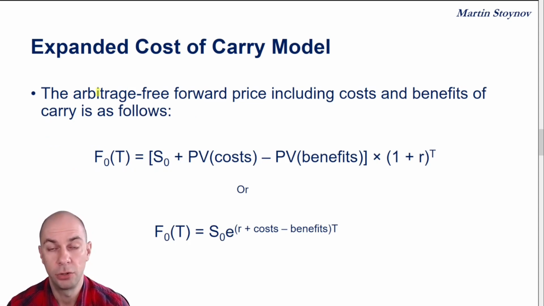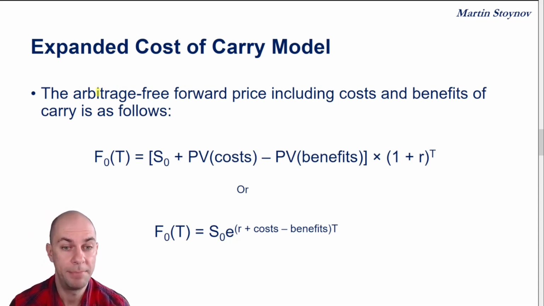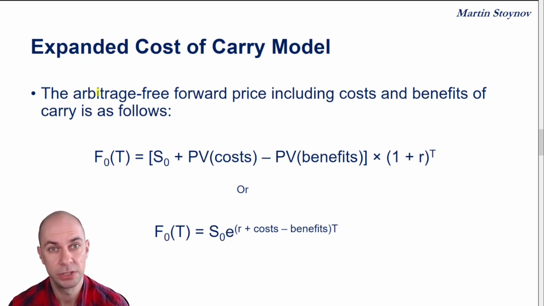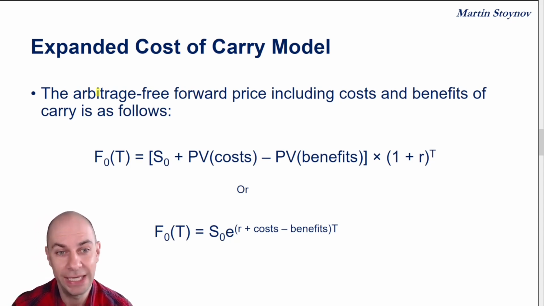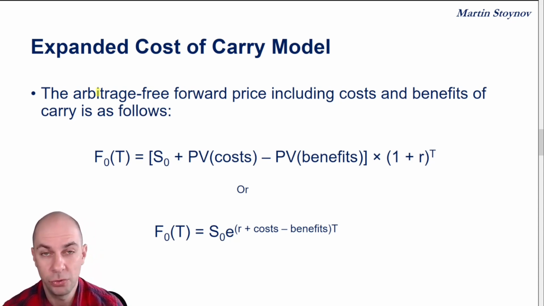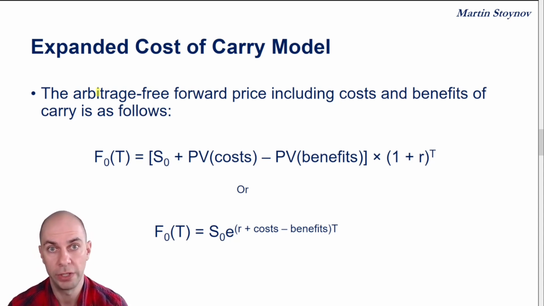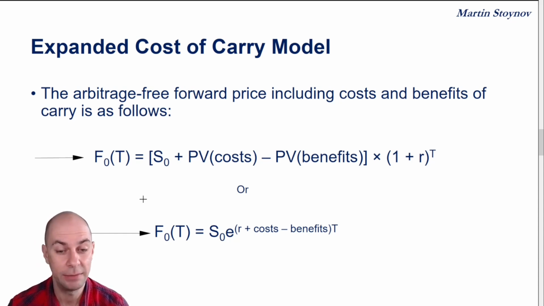But let's start incorporating costs and benefits of carry into our cost of carry model. We've seen a basic cost of carry model that simply says spot compounded at the risk-free rate to maturity. Now we could create what I call an expanded cost of carry model, where we introduce costs of carry such as storage and benefits of carry such as dividends, coupons, and of course convenience yield. Now, you can see I'm giving you two formulae here. This is the discrete formula, let's say with annual compounding, and this down here is essentially the same formula using continuous compounding assumptions.